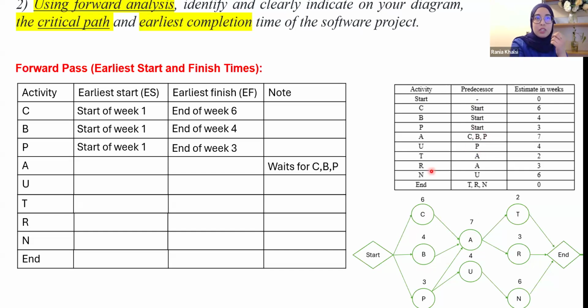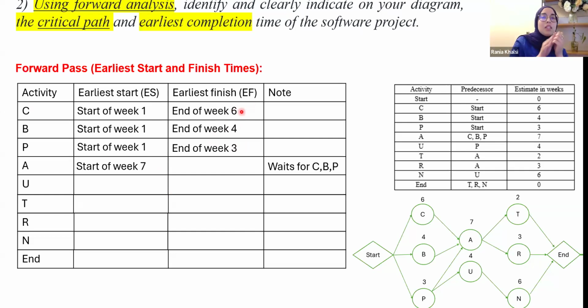For these activities, C has an earliest finish of 6. B has an earliest finish of 4, so it will finish before. And P will finish even before, at 3. So for this activity to start, we need to consider the maximum among these 3. The maximum is 6 weeks, which is activity C, and it ends at the end of week 6.